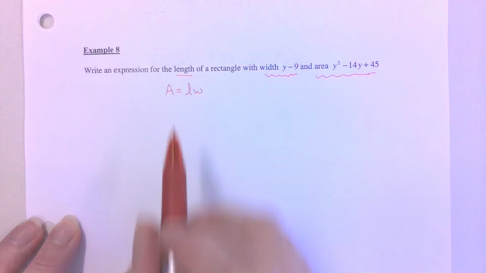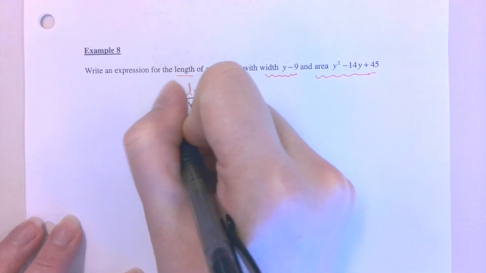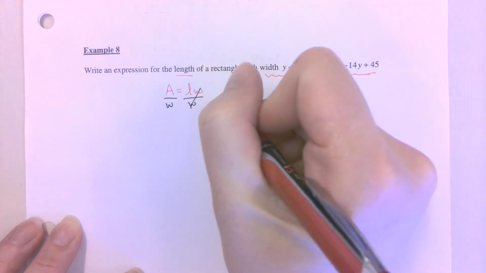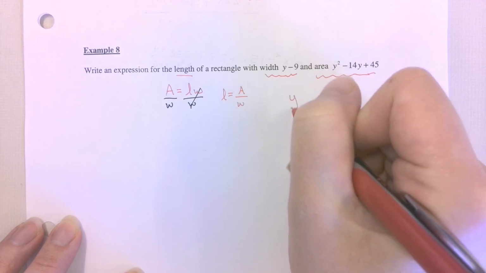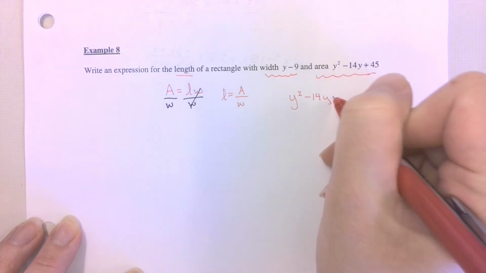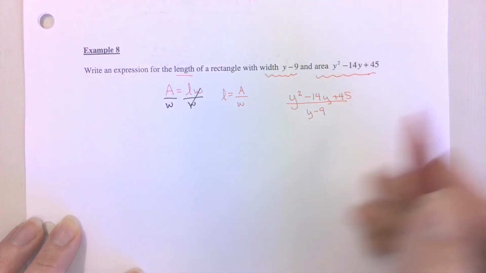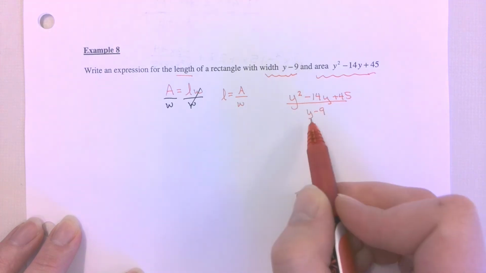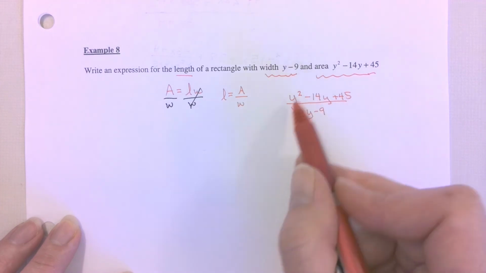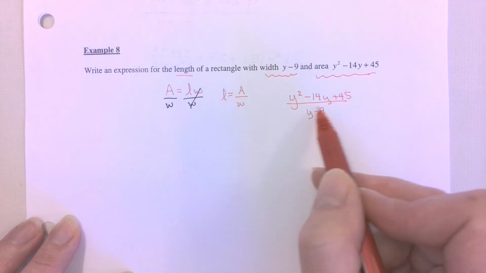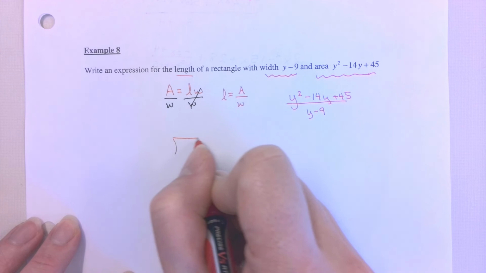Now, if I know that the area is length times width and I want to solve for the length, I'm simply going to divide by w on both sides. And I now see that my length is equal to the area divided by the width. So I'm going to take my area, y squared minus 14y plus 45, and I'm going to divide by y minus 9. Now again, I'm dividing by a binomial, these terms do not all have something in common, so I'm going to go ahead and do longhand division. There is another option for this problem. We can factor the numerator, the bottom is factored, and we can cancel out any common terms. But since we're practicing longhand division, we're going to go ahead and do that.